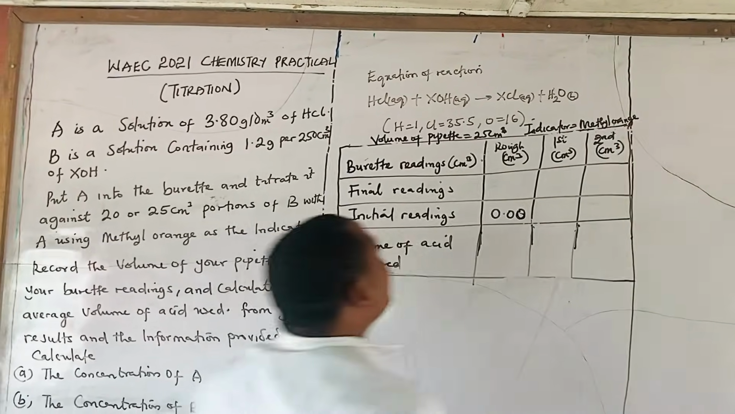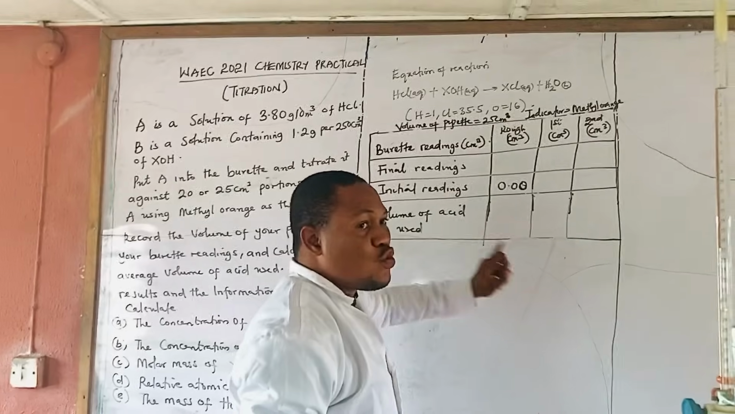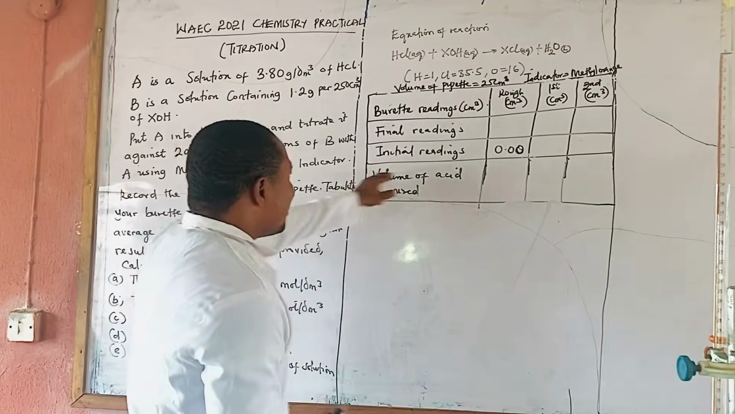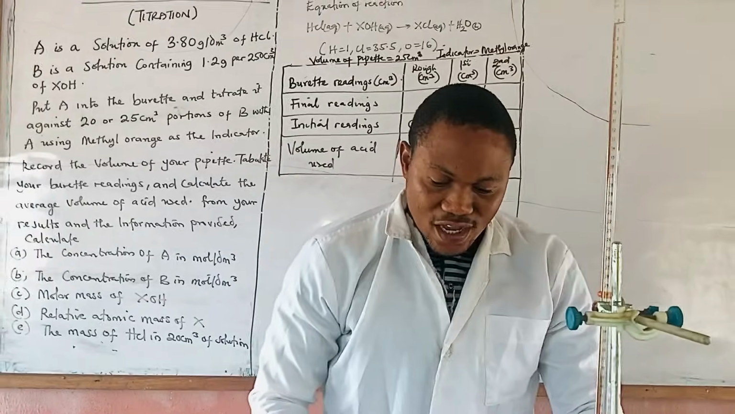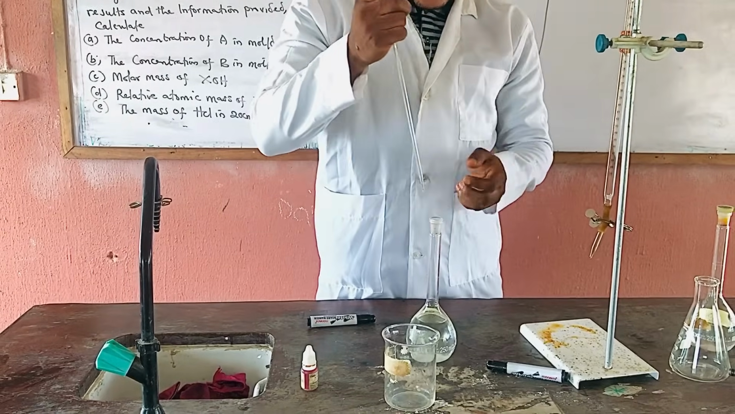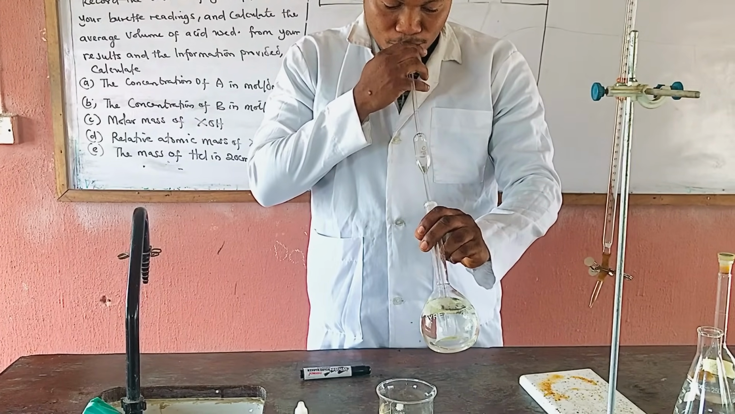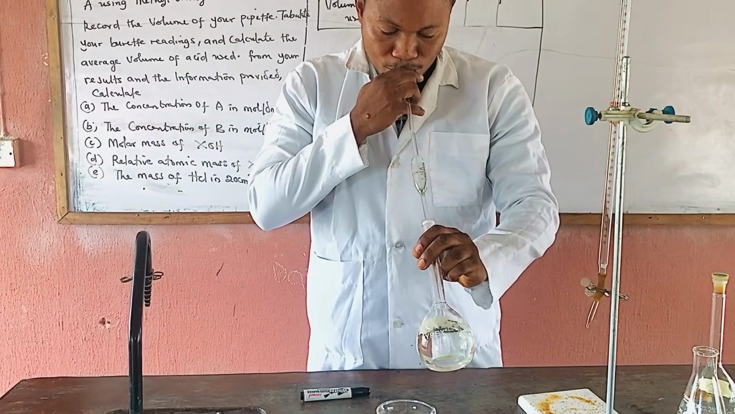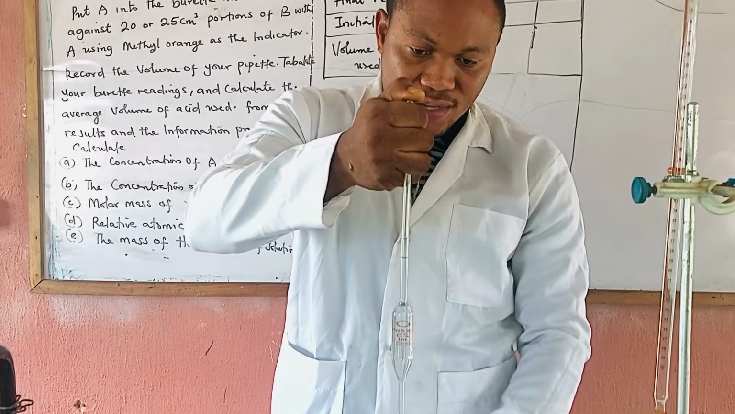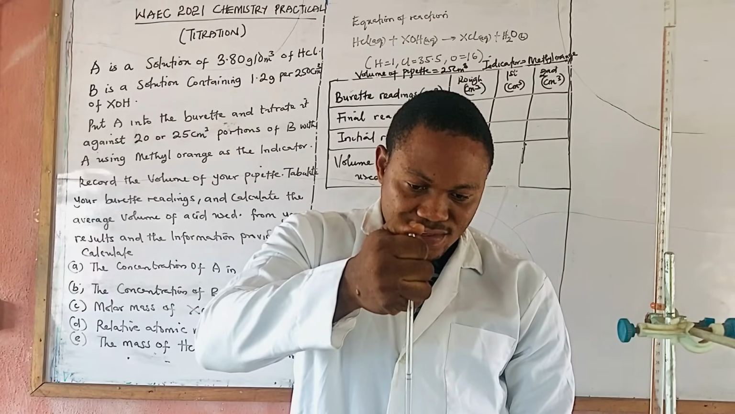Then our indicator, very important, is methyl orange. Please, the values in our burette must be in 2 decimal places. For accuracy's sake, it has to be in 2 decimal places. So my initial reading is 0.00. I want to pipette 25. I'm using 25 as recorded there. I want to pipette 25 of this. So I'm pipetting 25, so I release a bit.